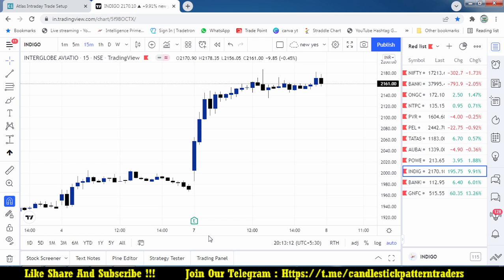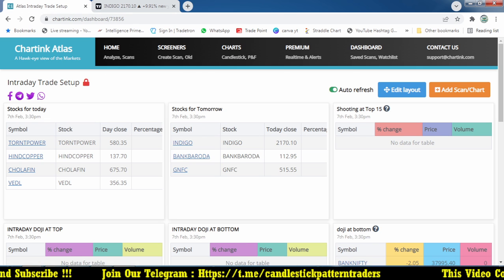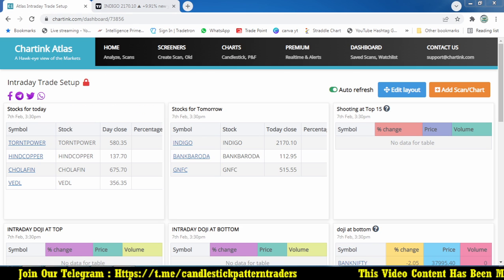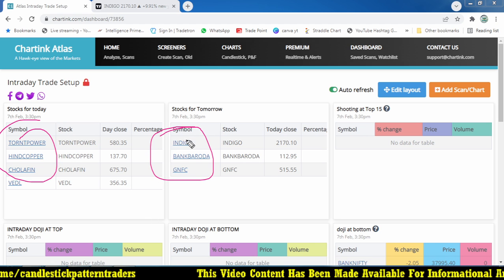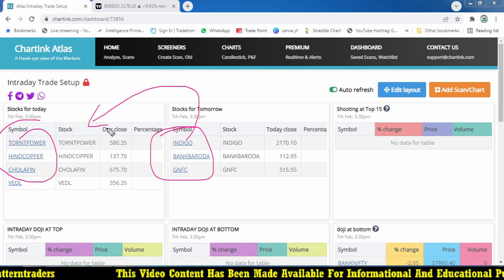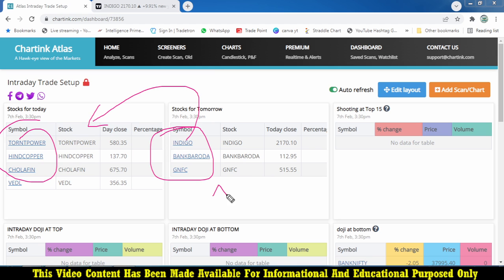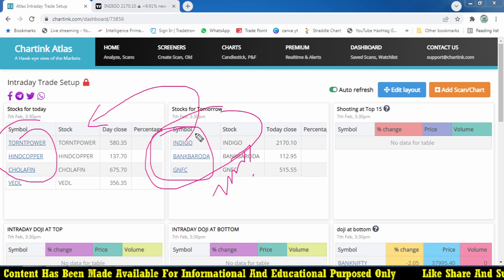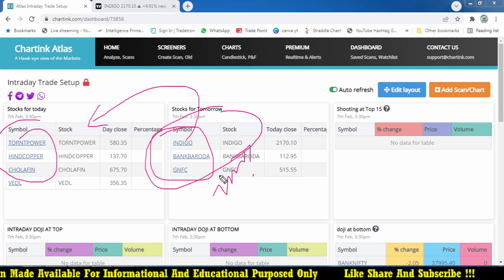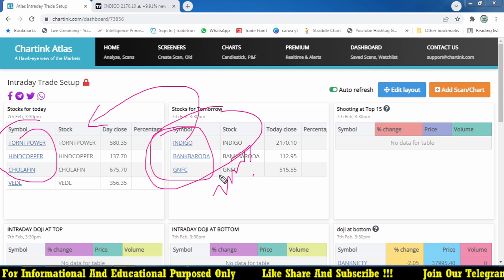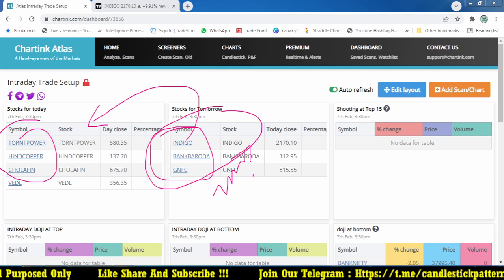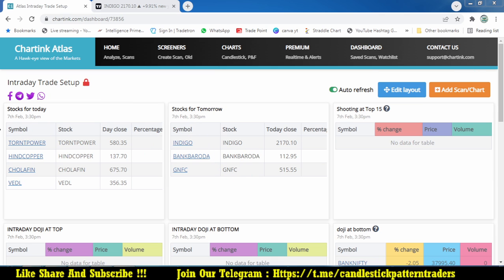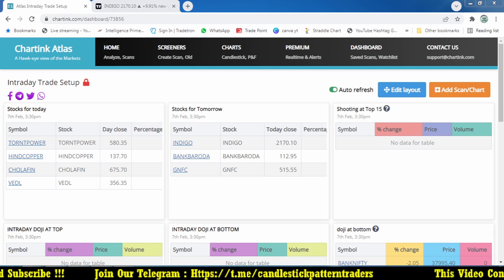But I selected the stocks for tomorrow. These are the stocks which I'm focusing on for today. These are the stocks which I'm focusing on for tomorrow. So the same stock will come to tomorrow's level, and the new stock will be applied here. Let's see what will happen in Indigo, Bank of Baroda, GNFC tomorrow. That's my idea. I shared my idea, and we will see tomorrow.